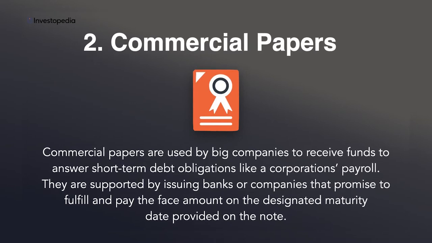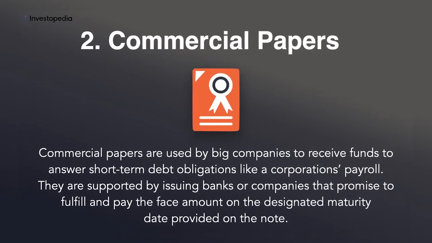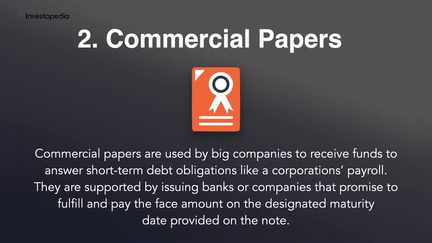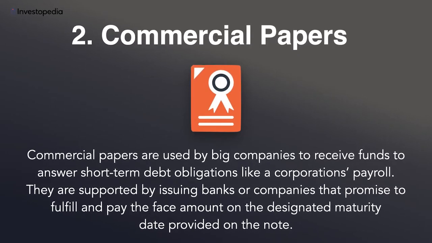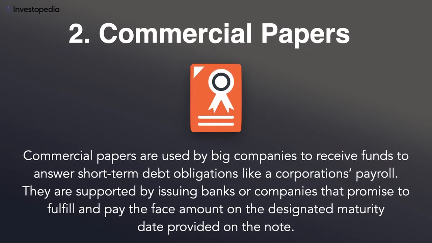Okay, so let's talk about number two, which is commercial paper. Commercial paper is used by big companies to receive funds to meet short-term debt obligations, like a corporation's payroll. They're supported by issuing banks or companies that promise to pay the face amount on the designated maturity date provided on the note. Basically, if a company's in trouble and they've got good credit, good relationships, and they need to make payroll, this is where it could be a good play. To be clear, if you're an individual investor that doesn't own a big corporation or doesn't have a payroll with 50, 75, or 100 people or more, I don't really think this is something you have to look at. However, you never know, the education is great and someday you may own a company like that. So it's always good to be informed.